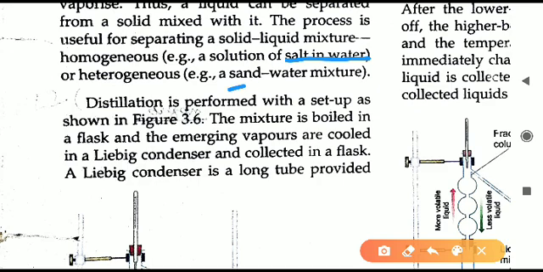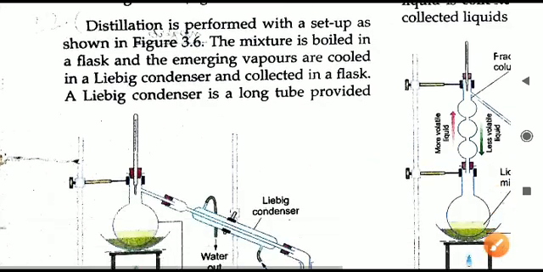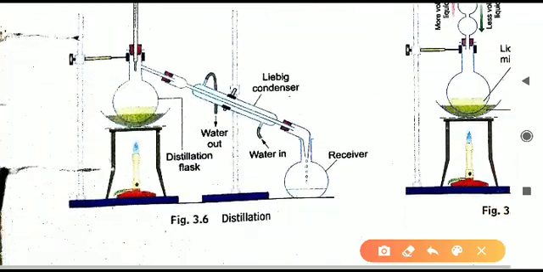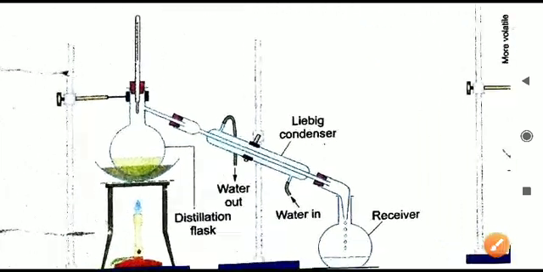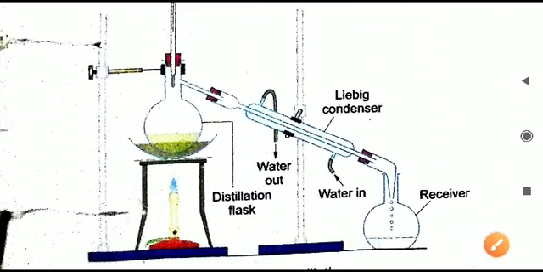Similarly, we can separate sand and water by distillation. When we do distillation, at that time water will move upwards in the form of gas and collect in another container. Sand will remain behind. Now you see this diagram. This is the setup that is shown for the distillation purpose. So this is how it is done. Now you understand this in detail.